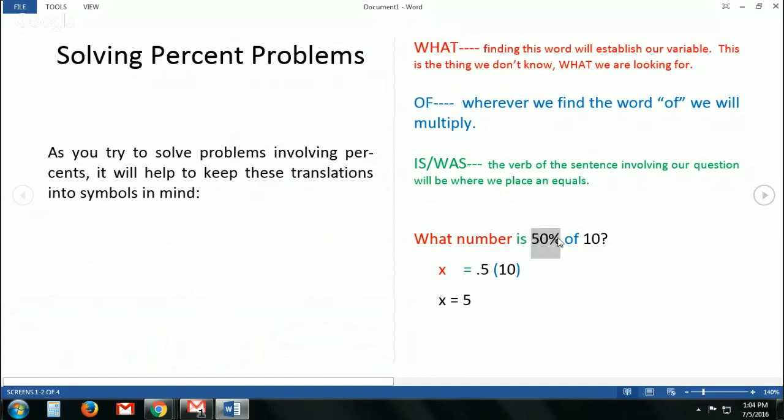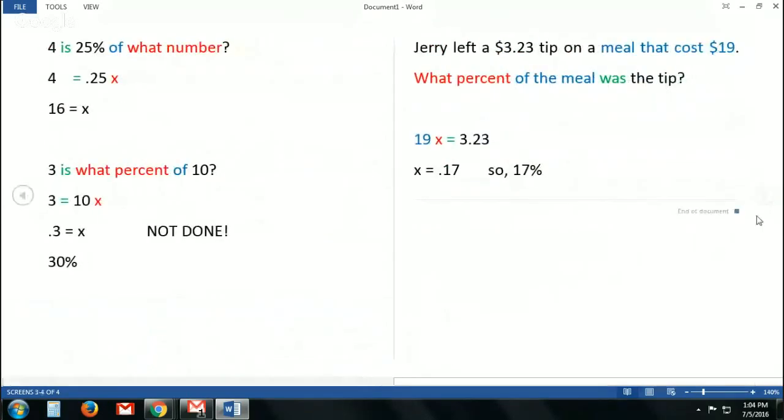50%, I need to change to a decimal. Currently, the decimal is behind the 50, and when we change from a percent to a decimal, we move 2 places to the left. So 50% becomes 0.5. Of means that we'll multiply. We're going to multiply 50% times 10, so 0.5 times 10. Let's just type into our calculator 0.5 times 10, press equals, and we find that 5 is the number that is 50% of 10. Let's look at another example.